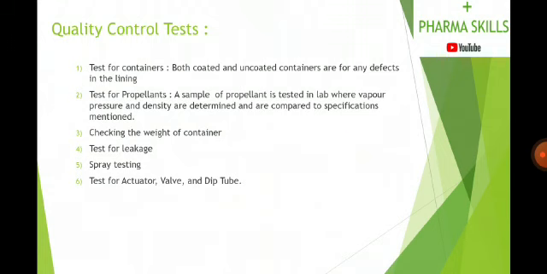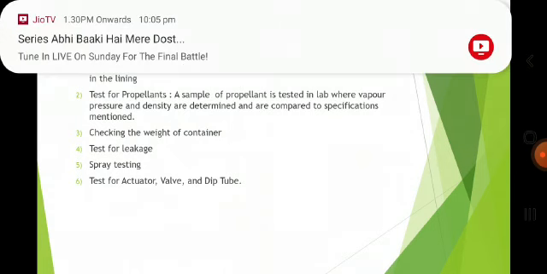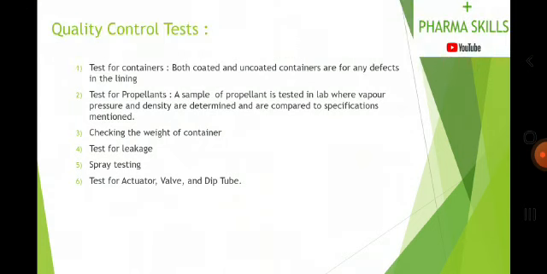Test for actuators, valves and dip tube. Valves are tested in the following way. 25 valves are selected first as a sample. These 25 valves are attached to 3 different containers containing 3 different solutions. A single delivery is dispensed by pressing the valve for 2 seconds. This is repeated 10 times. The acceptance value of the valve is considered for 50 individual deliveries.